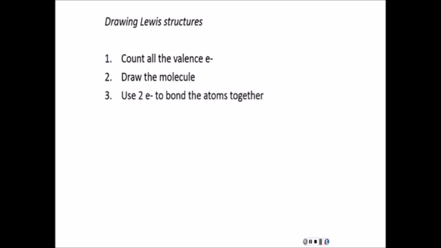We're going to use a pair of electrons to bond the atoms together. And then we're going to complete the octets of all the atoms in the molecule, except for hydrogen because it doesn't have an octet. We will do the central atom last whenever we draw out molecules of at least 3 atoms.